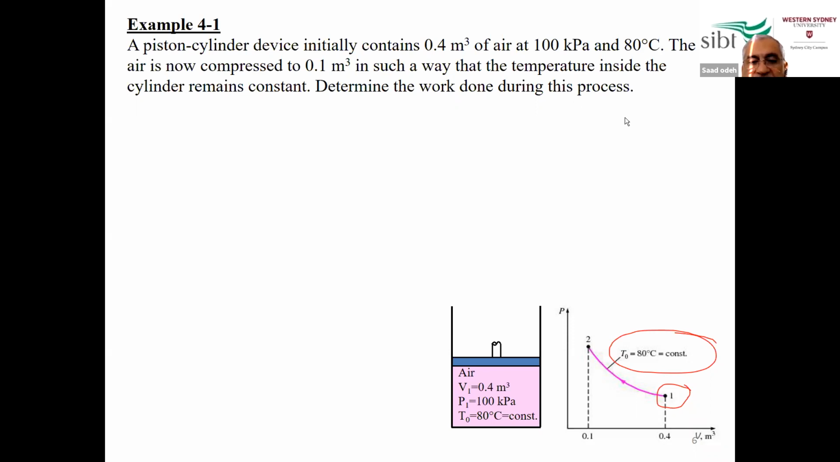So we have the initial condition, V1, P1, T1. Now they said the air is compressed to 0.1 cubic meter. When we say compressed, does the volume increase or decrease? Decrease. So it's a volume decrease, because when we say compress, we are talking about reducing the volume. If it's expand, then we are increasing the volume.